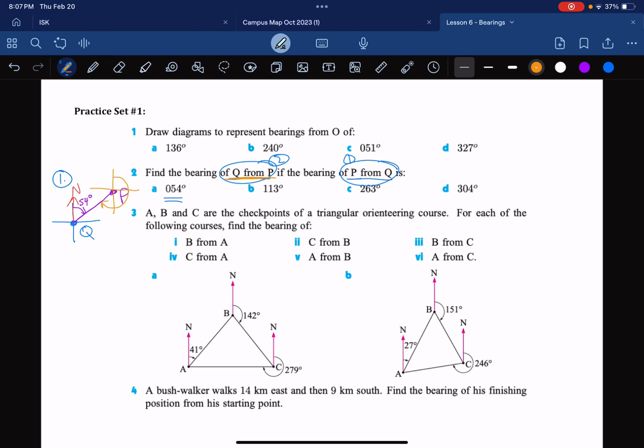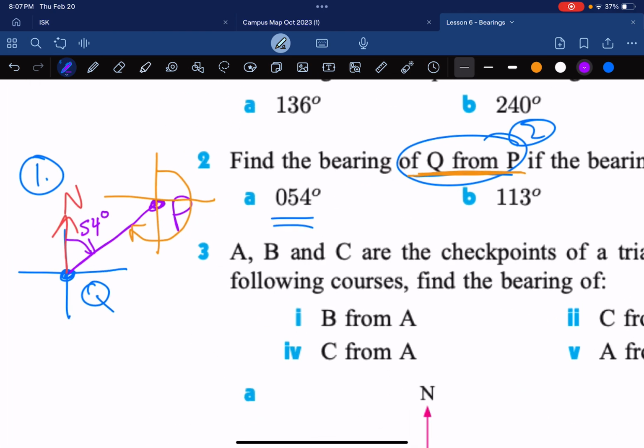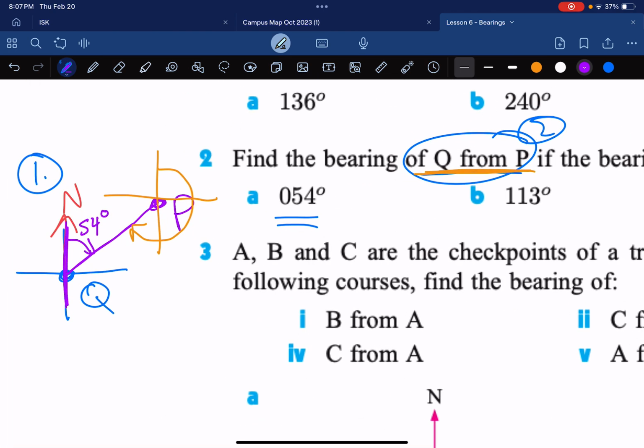So it's going to be more than 180 and less than 270. Well, here's where our alternate interior angles come again. So this is parallel to this, and it's cut by this transversal. So this 54 is congruent to this, which is also 54. So in order to figure that bearing out, it's going to be 180 plus 54, which is going to equal 234 degrees. Okay, so hopefully that helps.